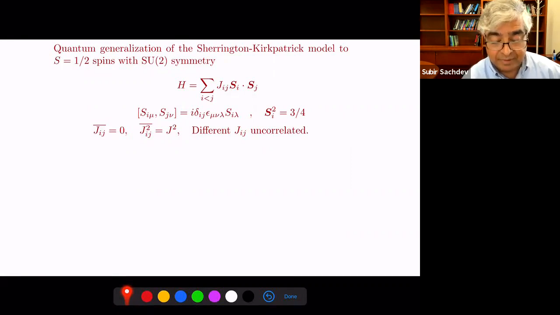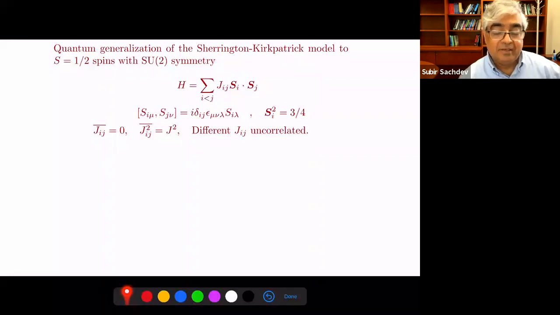So we're going to take this model, just like Parisi's model, but replace sigma_i, sigma_j by quantum spins. So they obey this Heisenberg algebra. S squared is 3/4. These are spin-1/2 spins, and J squared, J squared. So that is exactly the same model, but with quantum spin-1/2s.